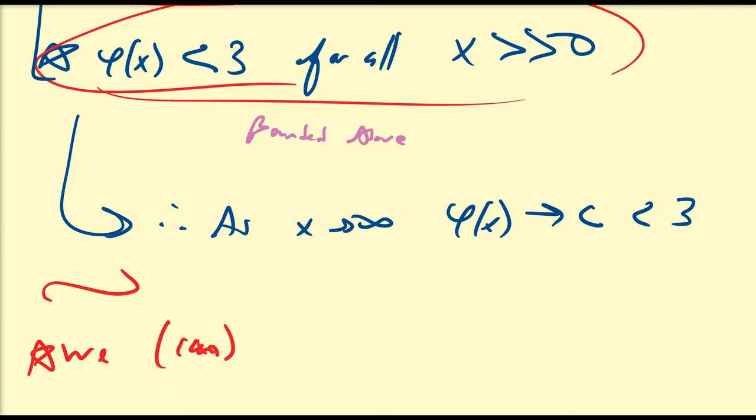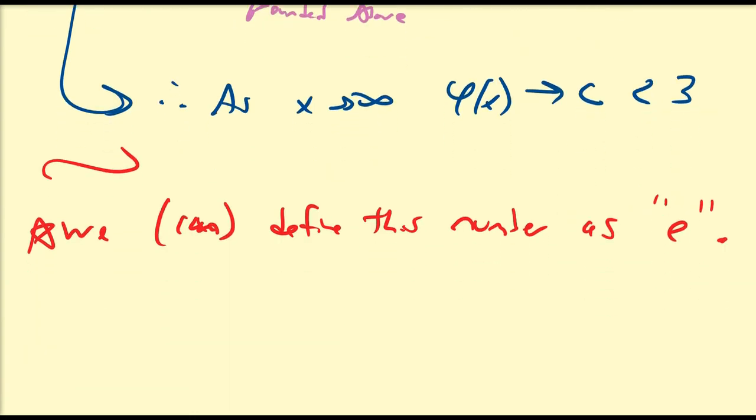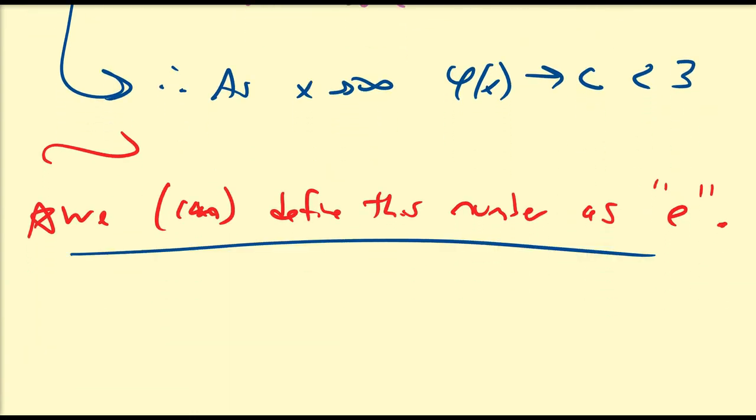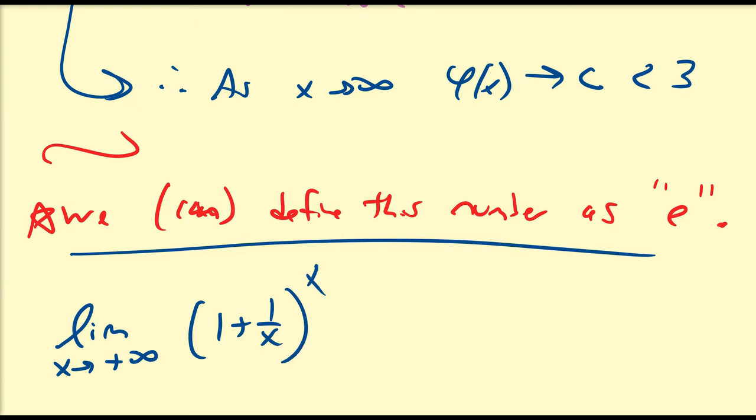So we can define this number as e. There are other ways to define e, but we're going to introduce them in calculus. So we're just going to define it in this way: as x approaches positive infinity, so as x gets really, really big, this number gets close to some number e, which is approximately equal to 2.718281 and so on.